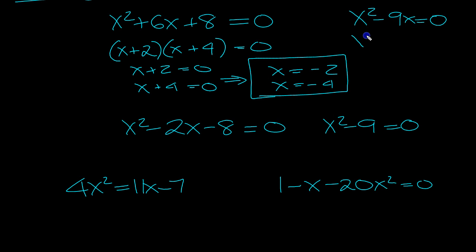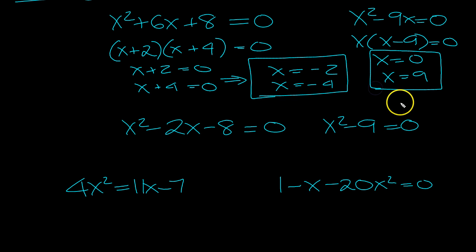Next one here. There's an x common here, isn't there? So take that outside a bracket and we just get x minus 9 equals 0. So either x equals 0 here, and this x minus 9 equals 0, we can just write down the answer straight away. So x must equal 9, mustn't it?